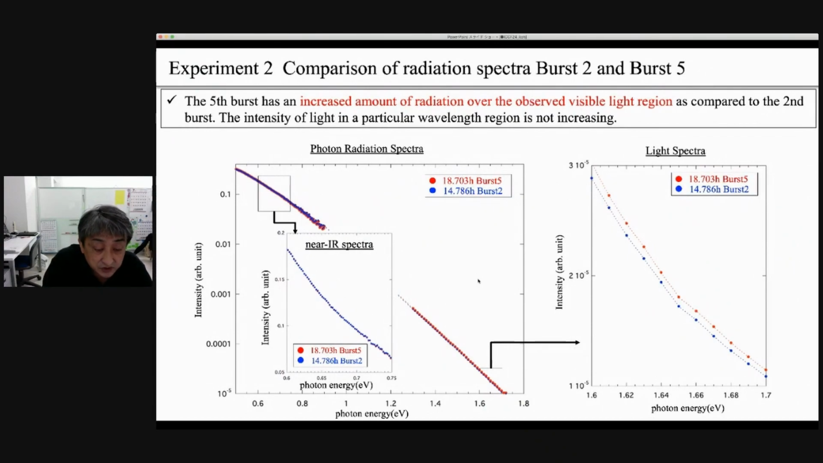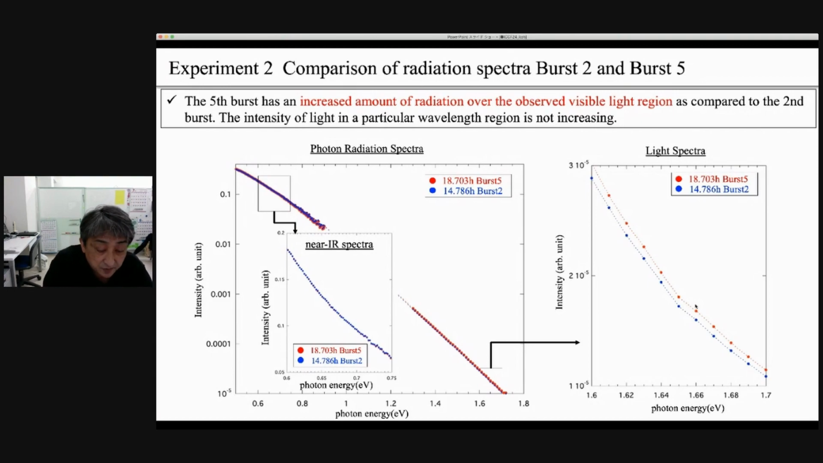The intensity is almost the same in the near-infrared region. On the other hand, in the visible light region, burst 5 is increased with respect to burst 3 over the entire measurement region. The intensity in a particular energy region is not increased.